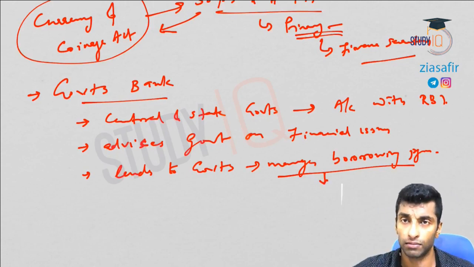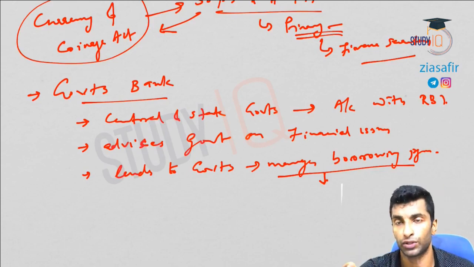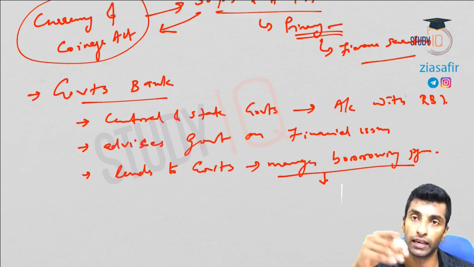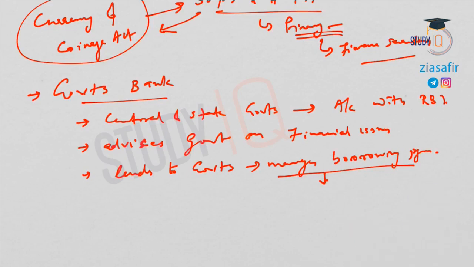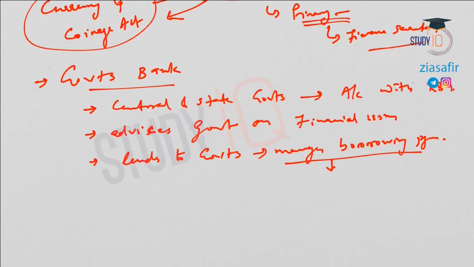By selling the government bonds or by buying the government bonds. By selling the government bonds, what is actually going to happen? RBI is collecting money from the public by selling the bonds and giving it to the government. Okay, so selling means giving money to government by collecting from the public. Buying means buying back the bonds.